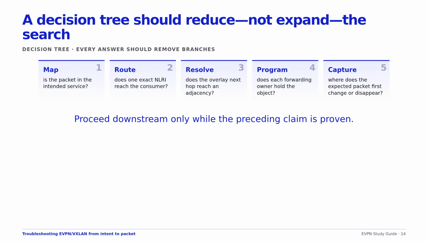Each answer narrows the fault domain. Resist the urge to restart processes or add static state before the boundary is known. Those actions destroy evidence and can mask the owner. A good troubleshooting method makes the candidate set smaller after every command.